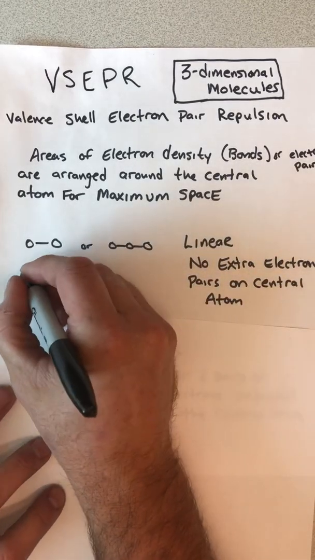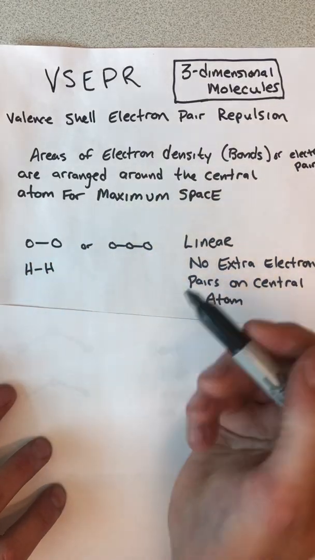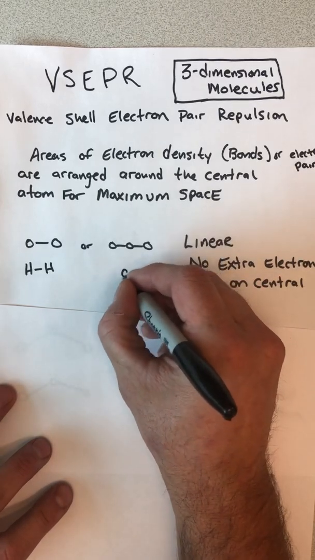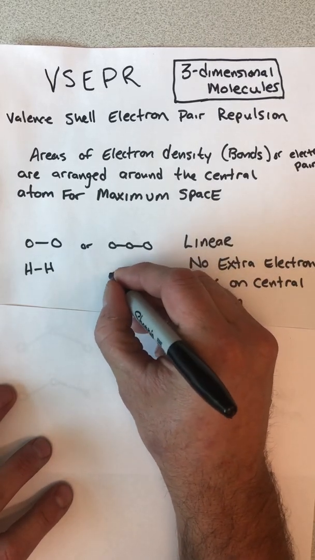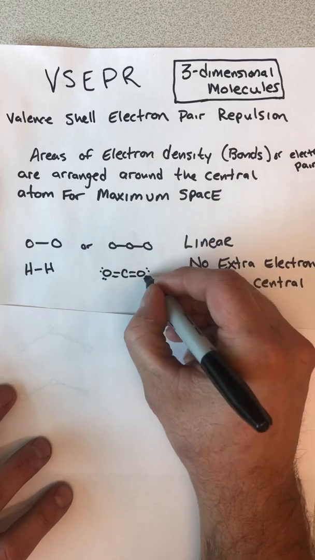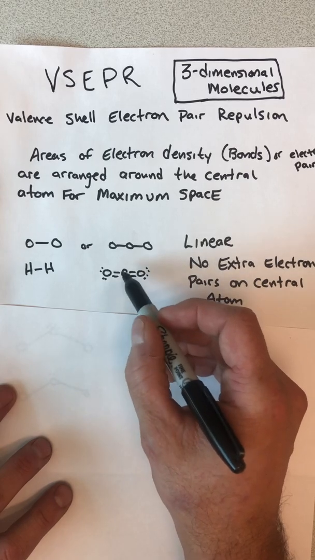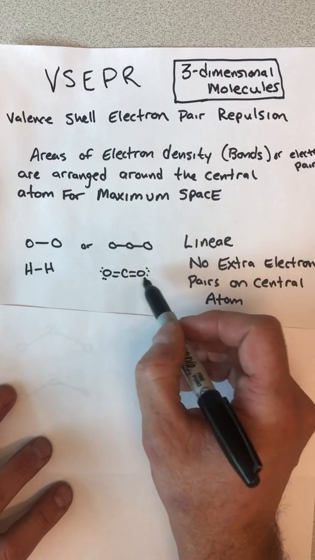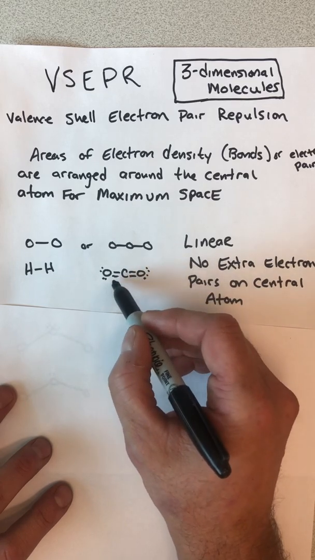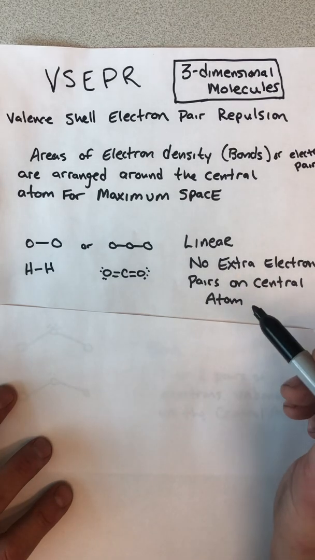But examples here might be like hydrogen bonded to hydrogen. You know, this is a linear diatomic molecule. This one might be like carbon dioxide, as we know, looks like that. So that's a linear molecule, and you can see that carbon has no excess electrons around it, which keeps the shape linear. So the bonds try to be on opposite sides of the central atom is basically the idea.